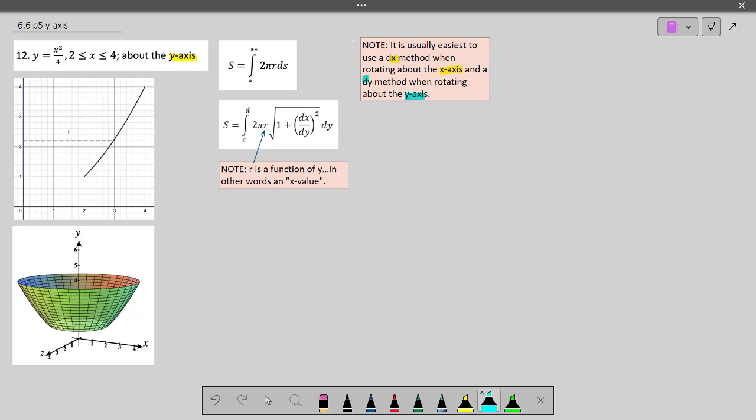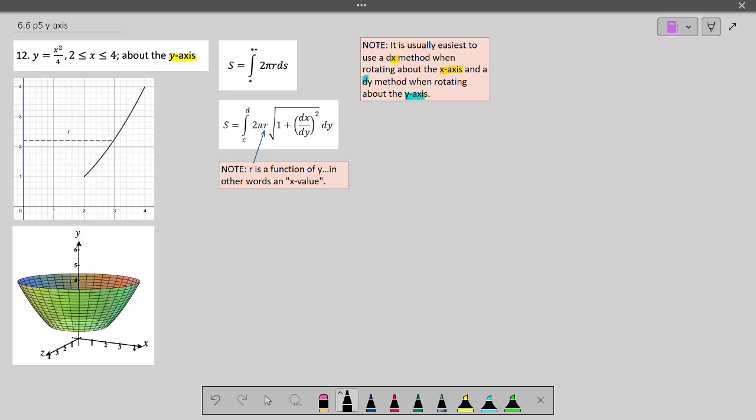Then if you wanted to, you could think about doing it: okay, I'm going to rotate around y, but I'm going to use a dx, or I'm going to rotate around x and use a dy. Again, that would be more like a shell method approach, and usually the shell method is the most complicated because you have two directions going at once. So to keep things as simple as possible, if you're going to rotate around y, use a dy.